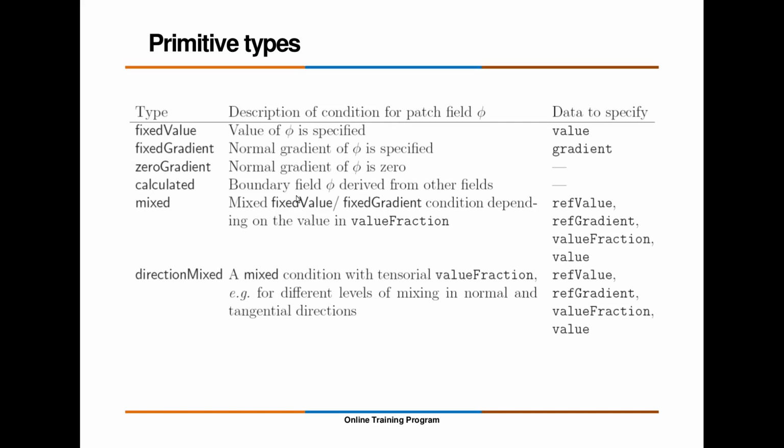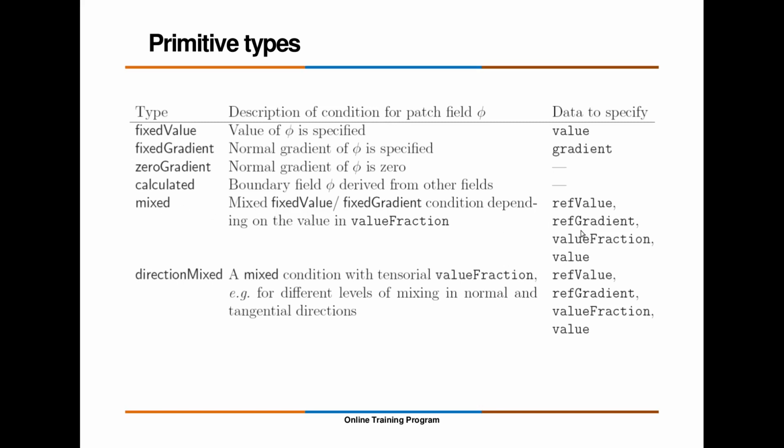Calculated means the boundary field phi is derived from another field, sometimes the internal field, or sometimes we have a derivative, so that we can calculate it based on the other field as well. Then mixed is a mix of value and fixed value type conditions. An inlet-outlet, for example, is a mixed type of condition, because if the flow is going out it appears as a zero gradient, or if the flow is reversing it becomes a fixed value. That is how you see a mixed type of condition.